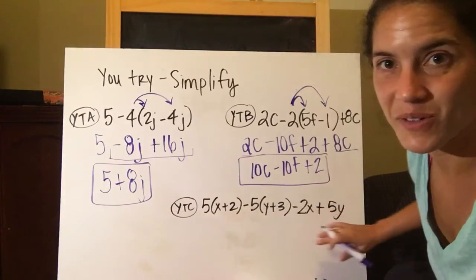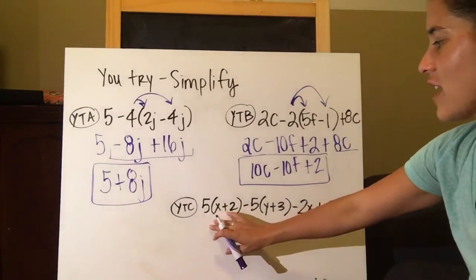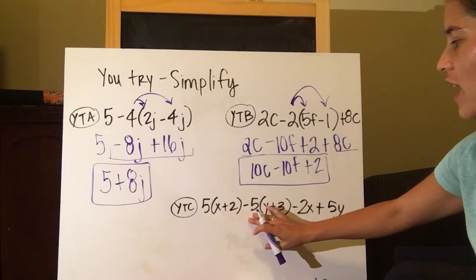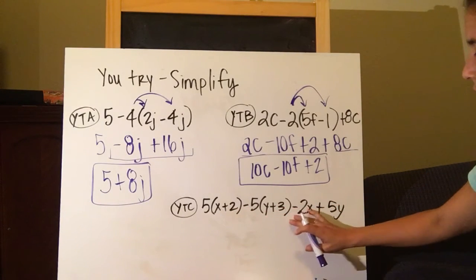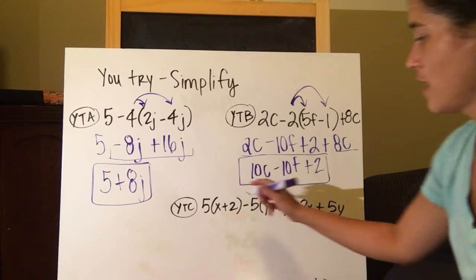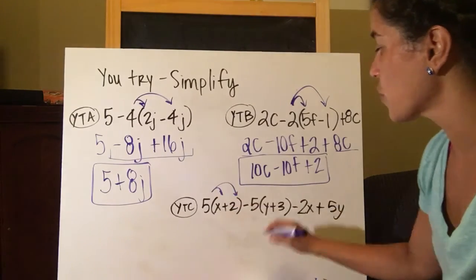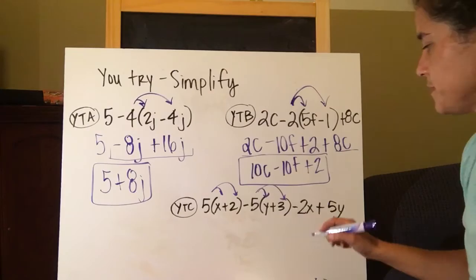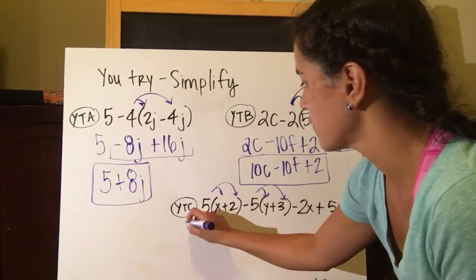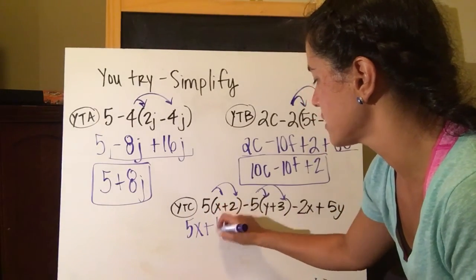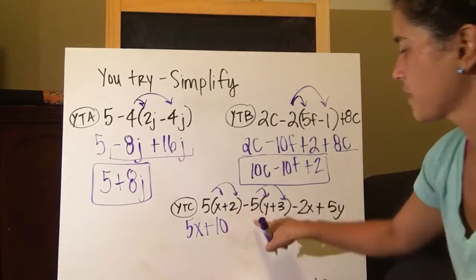Ooh, let's look at this long one. Ready? 5 times x plus 2 minus 5 times y plus 3 minus 2x plus 5y. So I'm going to distribute twice in this problem. 5 times x is 5x plus 10. 5 times 2 is 10.